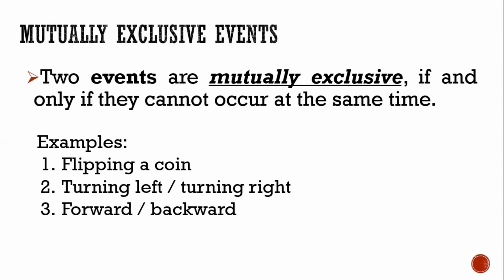Flipping a coin to get a head or a tail cannot happen at the same time. You cannot turn left when you are turning right. And the same goes with you cannot go forward when you are going backward. So these are events that cannot happen at the same time.